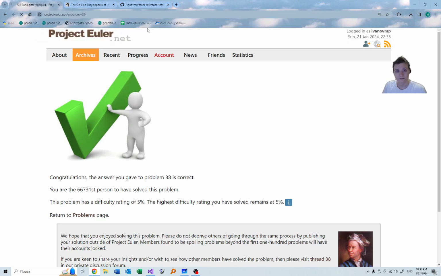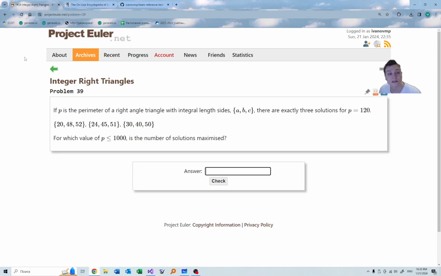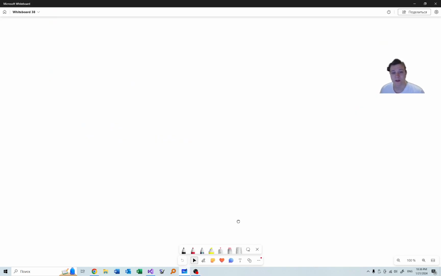Problem 39. So P is the perimeter of a right angled triangle with integer length sides a, b, c. And there are exactly 3 solutions for P equals 120. For which value of P, at most 1000, the number of solutions is maximized. Well, there is a way to do it with for cycles, but let's actually pretend that we want to do something with Pythagorean triples.